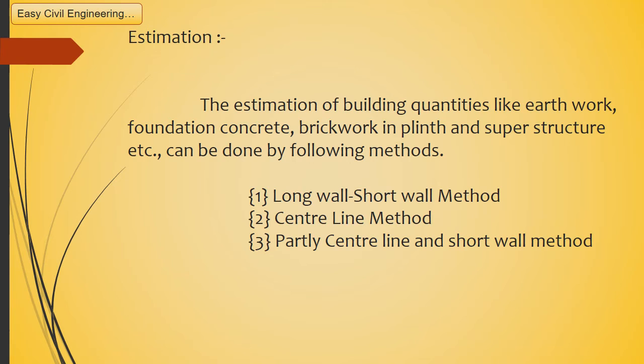Now let us look at the different methods of estimation. The estimation of building quantities like earthwork, foundation, concrete, brickwork, plinth and superstructure, etc. can be done by the following three methods. Basically, two are used most of the time, but there is a third one also. The first one is the long wall, short wall method. Most of the students are quite familiar with all these, but still I am going to explain them: the long wall, short wall method, the centerline method, and the partly centerline and short wall method. Let us look at them in explanation.